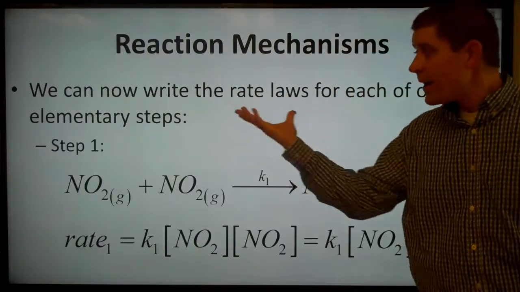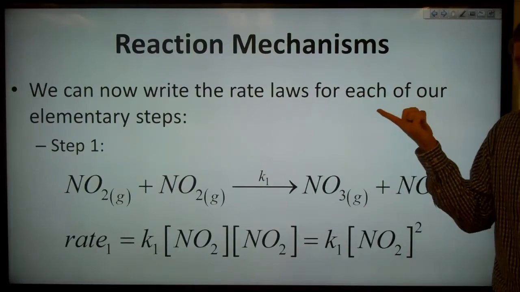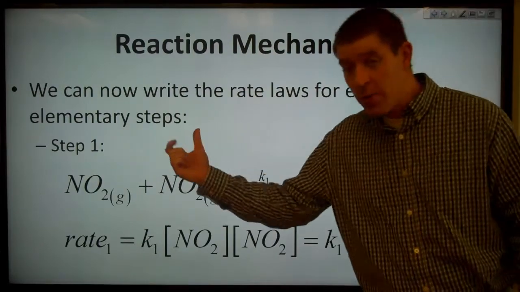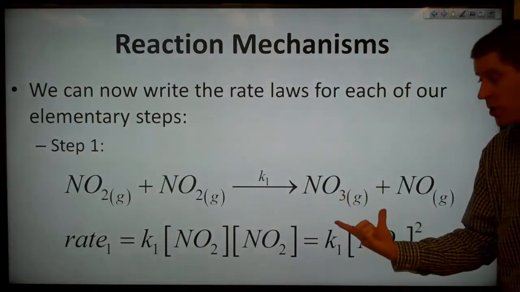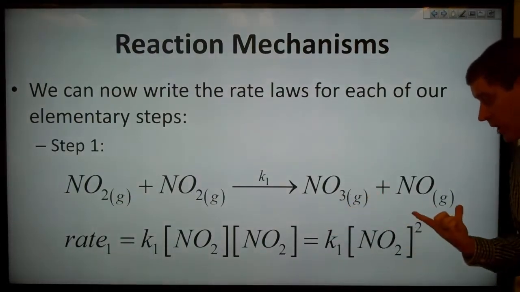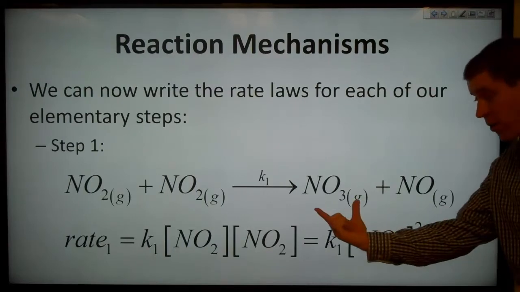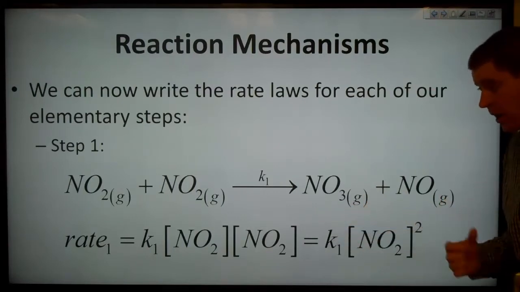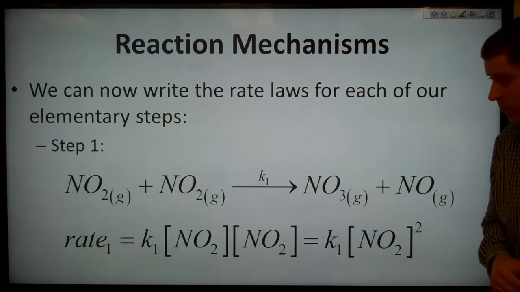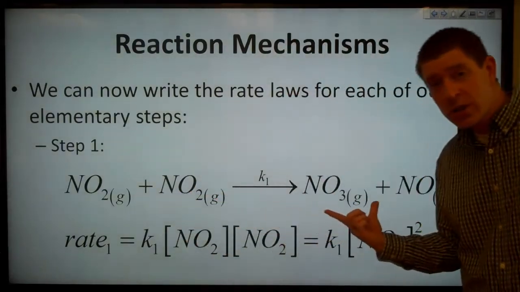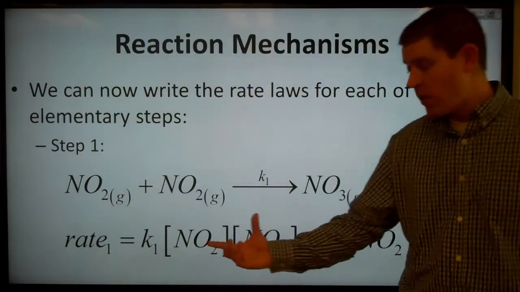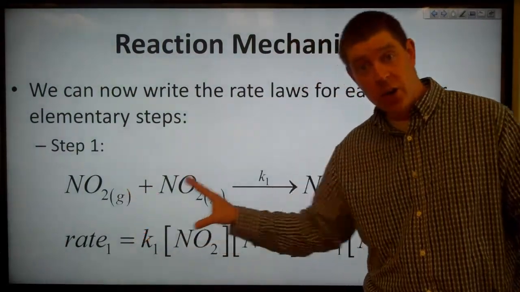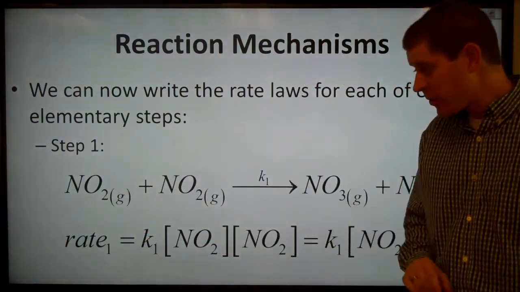So, we can now write the rate laws for each of our elementary steps. So, with step 1, again, looked like this. We had our NO2 plus NO2 reacting to give us NO3 plus NO. Remember, NO3 was our intermediate. NO is one of our products. And so now, if we know that this is an elementary step, only if we know this is an elementary step, then we can write the rate law. Right? We do, in fact, know that this is an elementary step, so now we can write the rate law.